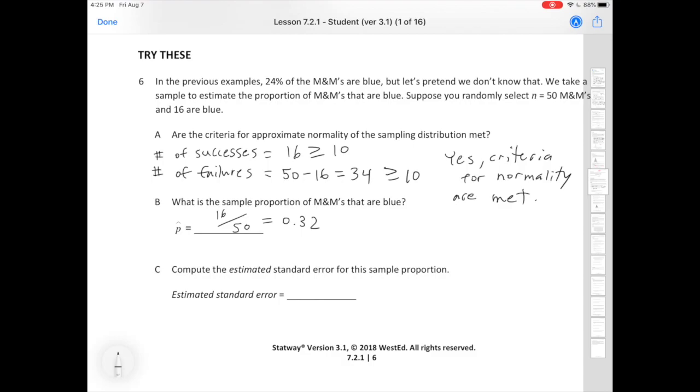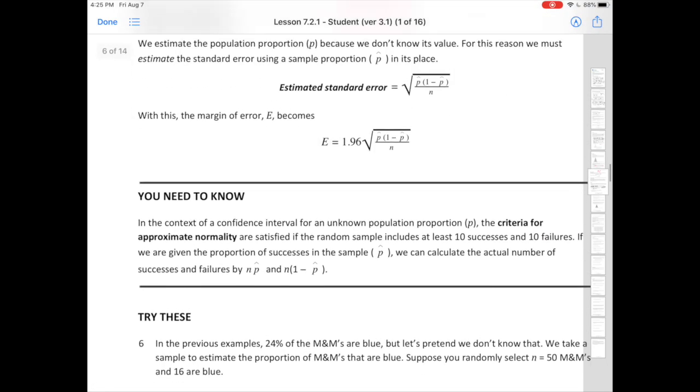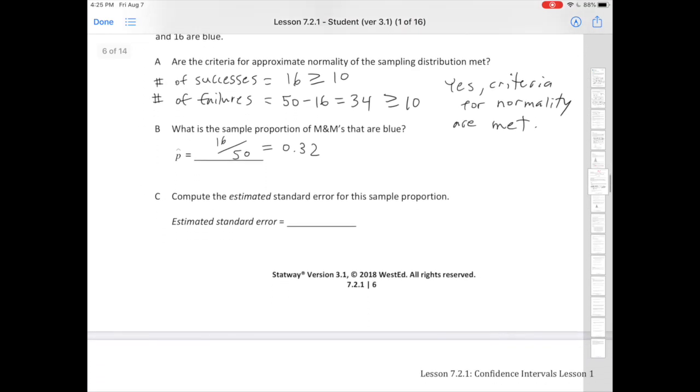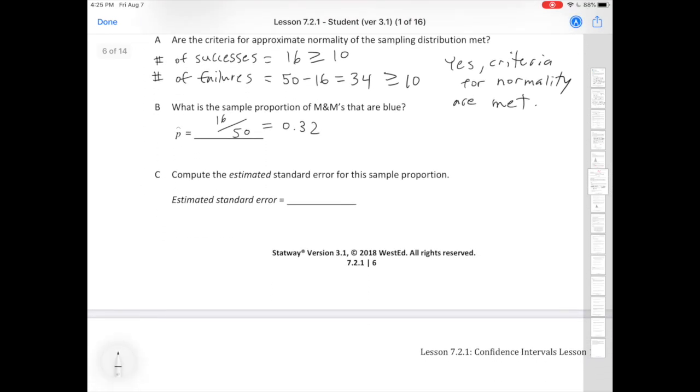Now we're going to compute the estimated standard error for this sample proportion. Let me remind you guys of that formula, right? We just learned it. The estimated standard error formula is right here. So that's what we're going to do with this problem. So I'm going to do the square root of p hat, which is 0.32, times 1 minus p hat, so 1 minus 0.32, and then we're going to divide it by 50.